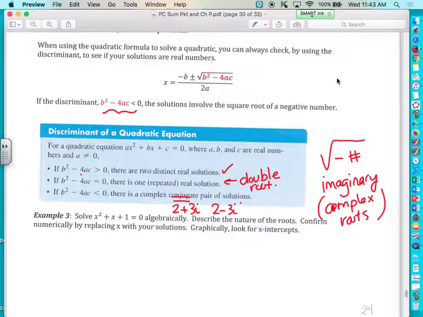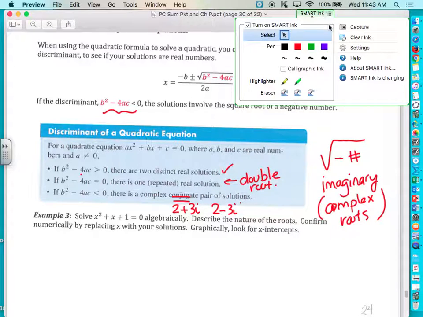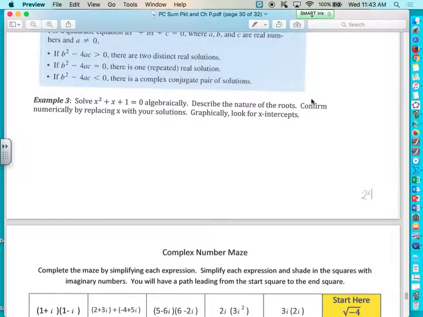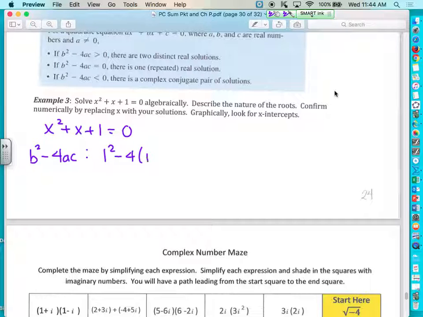All right, so let's look at this last example here. We go through and solve this algebraically, figure out what kind of roots we're going to have, and then you can check it on the calculator if you like. x squared plus x plus 1. It says describe the roots. So to find the types of roots, we use the discriminant part of the quadratic formula, b squared minus 4ac. So 1 squared minus 4 times 1 times 1 would be 1 minus 4, which is negative 3. That would be the number underneath the square root in the quadratic formula.